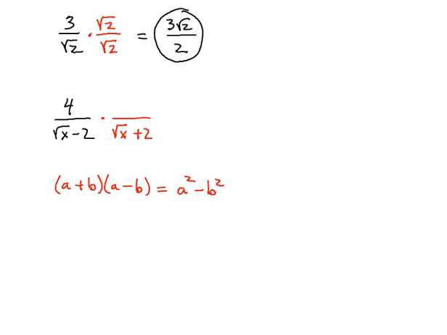So then my answer will be a difference of squares, squaring the square root of x and then squaring the 2. And that would, again, eliminate the radical. But again, whatever I do to the denominator, I'm going to also have to do to the numerator. So I'll have 4 times the square root of x plus 2 in the numerator.